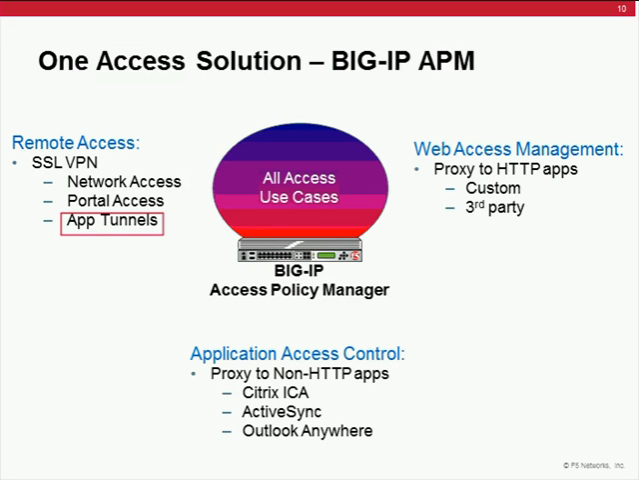Anytime you see a little red box, that is available in our latest version, version 11. But not only can we support SSL VPN or VPN in general, but also web access. Maybe you're trying to proxy those HTTP apps and you want to provide good web access management for internet applications, or it could be application access, those enterprise applications where you want to proxy non-HTTP apps: Microsoft, Oracle, Citrix, that sort of thing. We really have a consolidated access, one access solution for you.